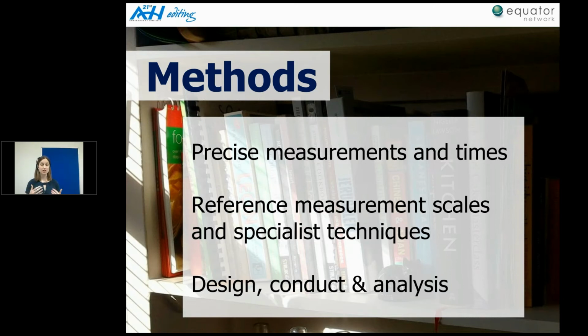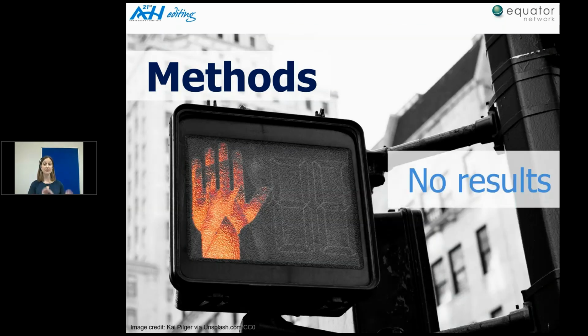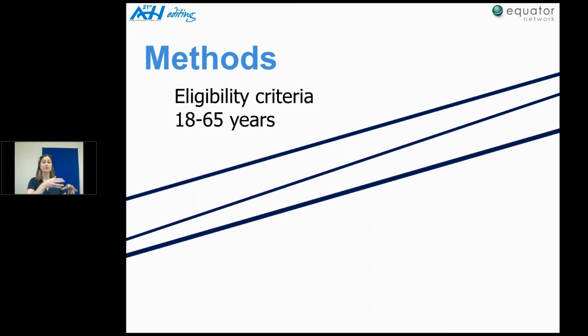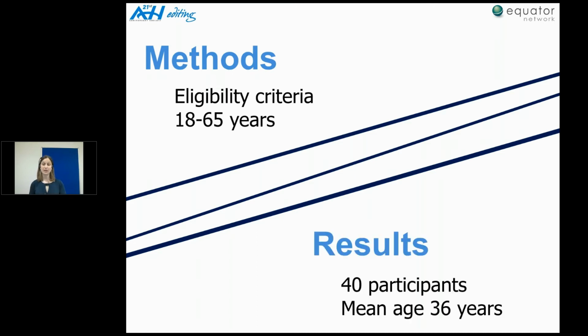So some things to watch out for when writing your methods. First off, no results. This is a method section, no results. What do I mean by that? Your method section should only include things that you would have known before you started the study. So for instance, eligibility criteria are fine. We wanted to recruit people aged 18 to 65. But what I didn't know until I actually did the study is I ended up with 40 people and their mean age was 36. That's a result. So methods, what we knew before we started; results, what we found when we actually did the study.